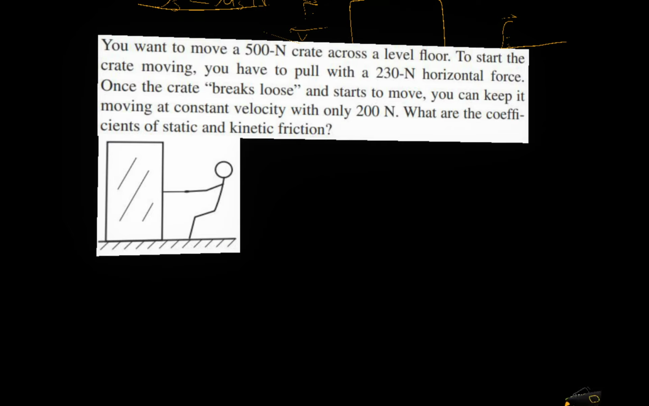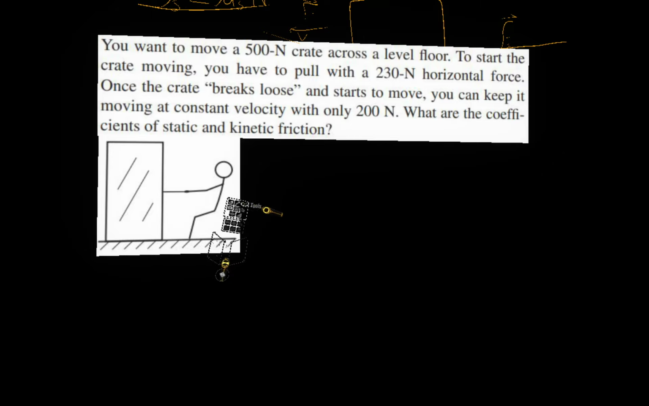So you want to move a 500 Newton crate across a level floor. To start the crate moving, you have to pull with a 230 Newton horizontal force. So in order to get it moving, you have to pull 230 Newtons. That would be like the maximum static friction force. Once the crate breaks loose and starts to move, you can keep it moving at constant velocity with only 200 Newtons of force. What are the coefficients of static and kinetic friction?